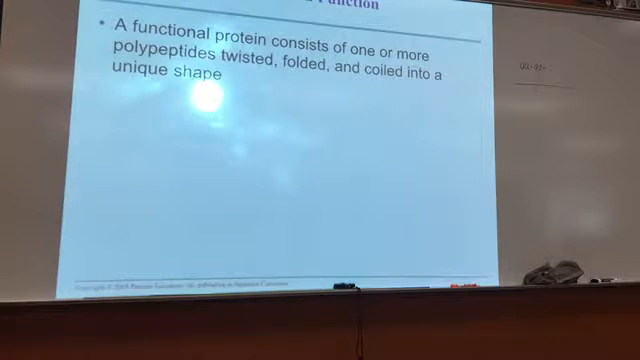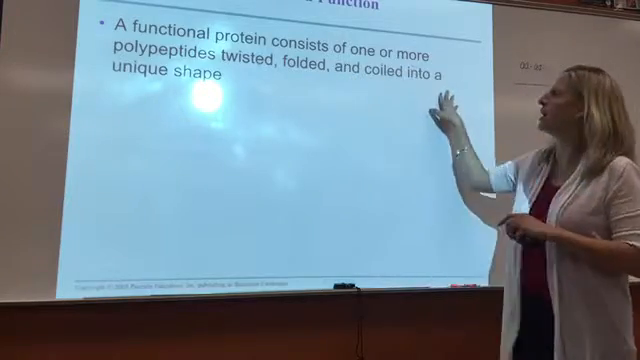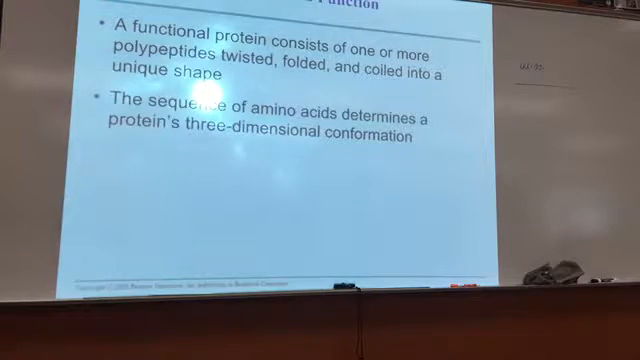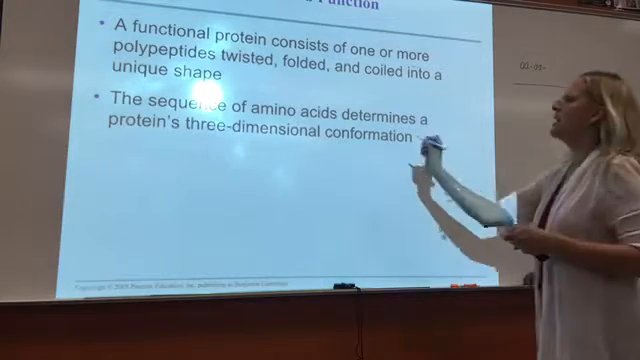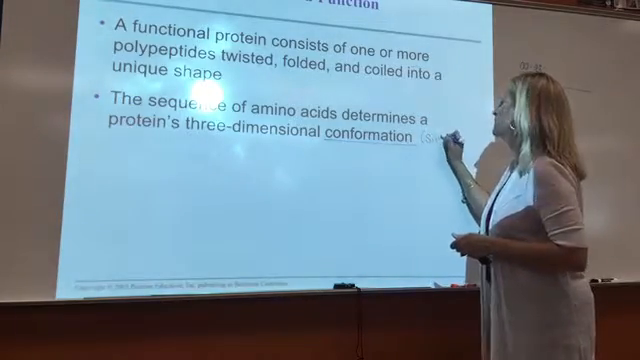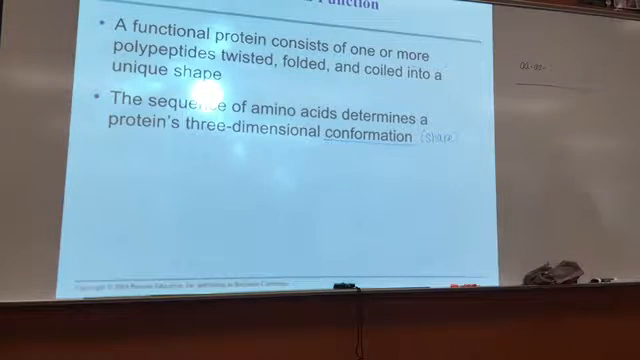And so then once we know the order of the amino acids, then we can look at the structure. So a functional protein like hemoglobin consists of 1 or more polypeptides. So hemoglobin has 4 polypeptides, and they're twisted and folded and coiled into a unique shape, like I did with that picture of the enzyme. So they have a particular shape that allows it to do a particular function. And why it has that shape is the sequence of amino acids. And that sequence of amino acids determines its 3-dimensional conformation. Your book uses this word a lot. Conformation means shape. So it has a 3-dimensional shape.